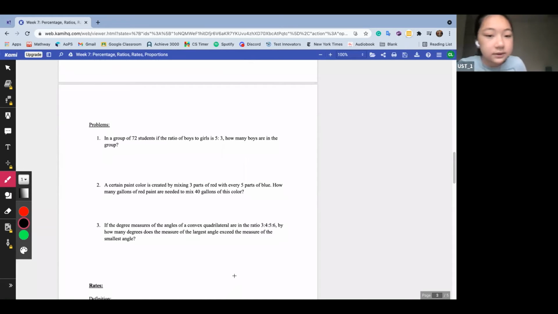So here are some problems. In a group of 72 students, if the ratio of boys to girls is 5 to 3, how many boys are in the group? So you can try it.